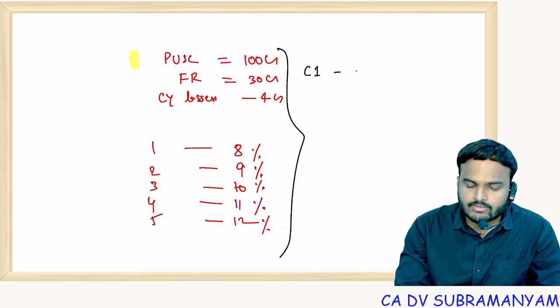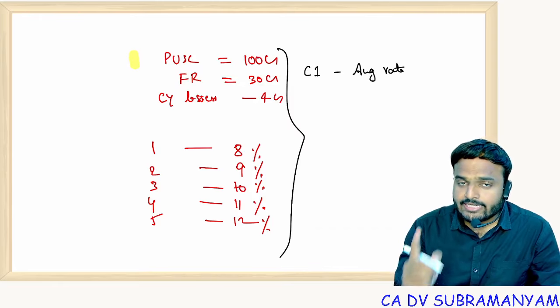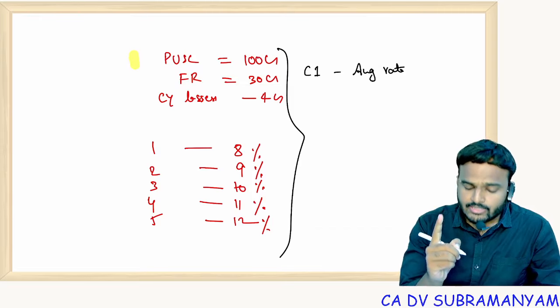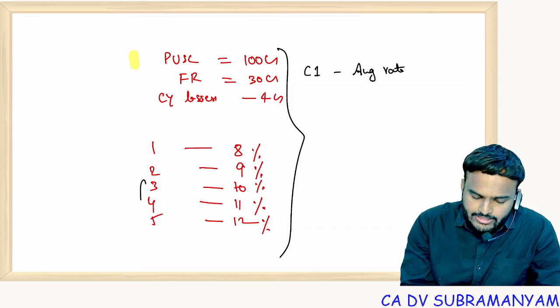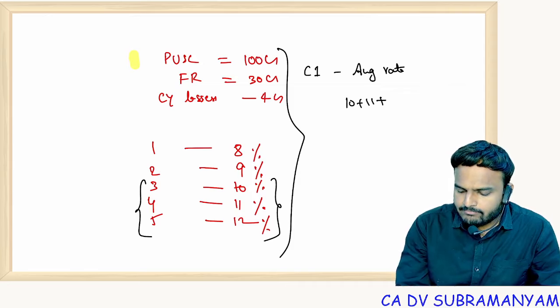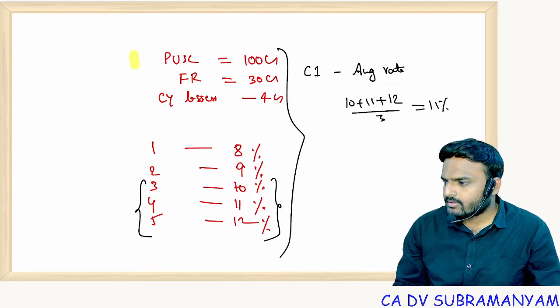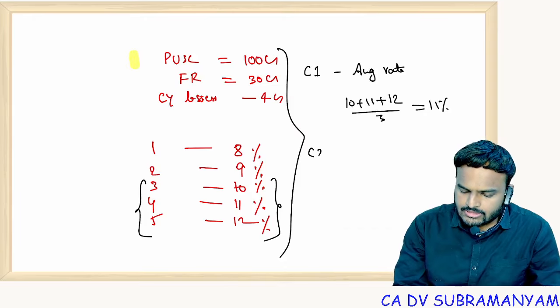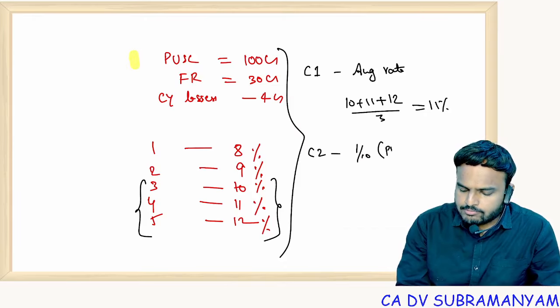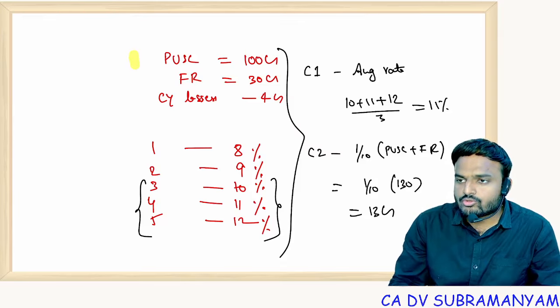Condition number 1, average rate of dividends. Latest 3 years you have to consider. Latest 3 years means it's not 1, 2, 3. It's 3, 4, 5. So 10 plus 11 plus 12 divided by 3, that is 11%. Next, condition number 2, 1/10 of the paid up share capital plus free reserves. So that is 1/10 of 100 plus 30, 130. So 13 crores you can withdraw.